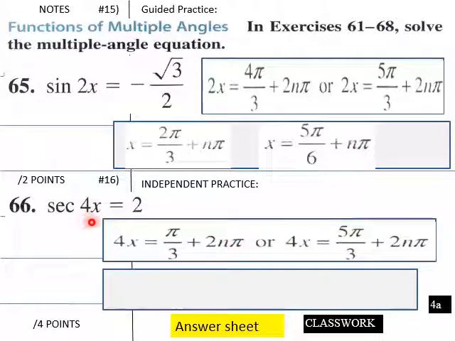And then down here, for x, we just eliminate our secant, because secant of 4x would equal 2, so 4x equals pi over 3 plus 2n pi, or 4x equals 5 pi over 3 plus 2n pi. And then when we break that down further, when we divide through by 4, we get x equals pi over 12 plus n pi over 2. And then for this one over here, we divide through by 4, we would get x equals 5 pi over 12 plus n pi over 2.